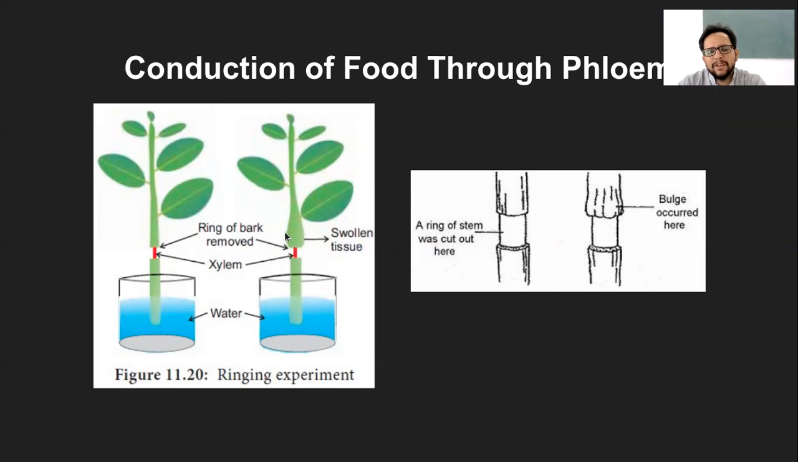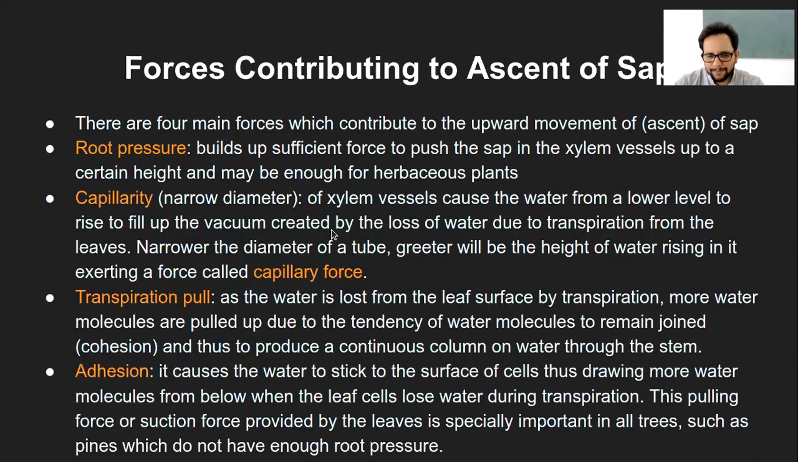Because it will accumulate here, it will become a swollen tissue. At the same time, this lower part of the stem will utilize all the stored food material. And after the exhaustion of that food material, it will start dying because it is not getting any more food. Remember, only xylem is intact, phloem is broken. Because the phloem is broken, it will not allow the food to get transferred to the lower portion of the stem. That is why all the food, all the cell sap, will accumulate in this upper portion above the ring.